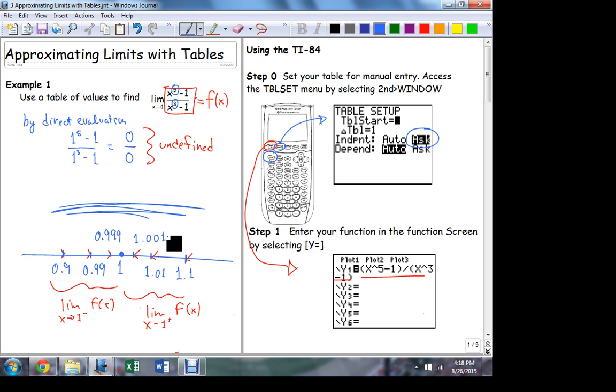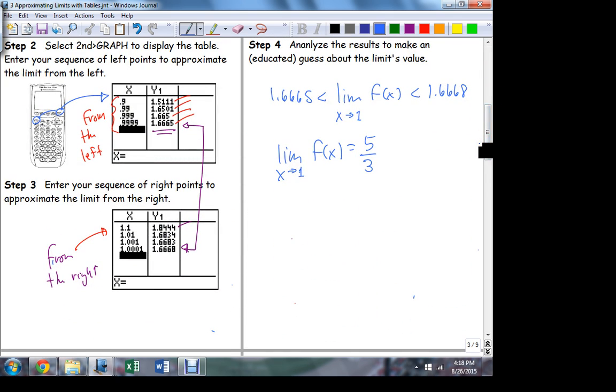Closing in, starting from a point. And again, this is the typical routine, starting from a tenth of a unit away and then a factor of 10 closer every step, left and right. If you can produce those two pathways, then typically you'll be able to see whether these values are settling down and what value they might be approaching.